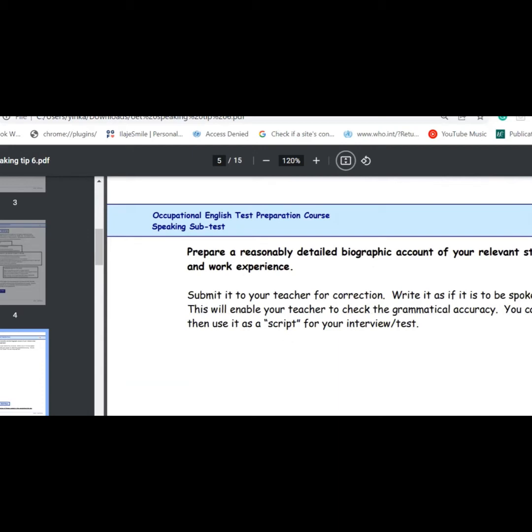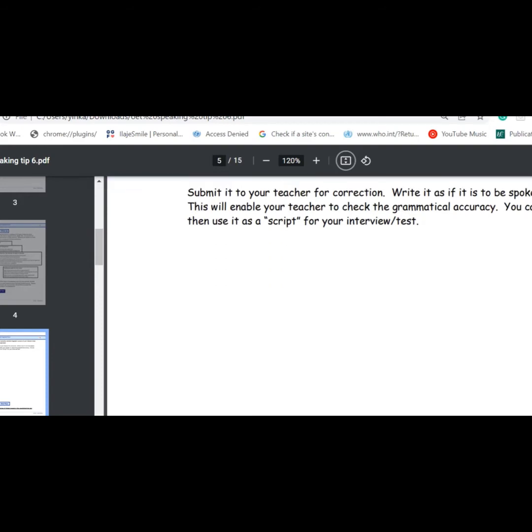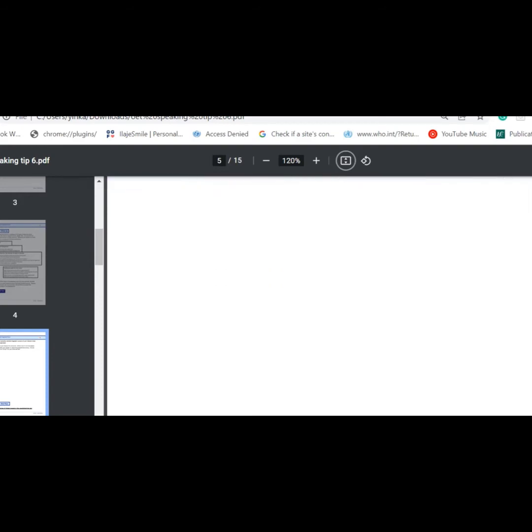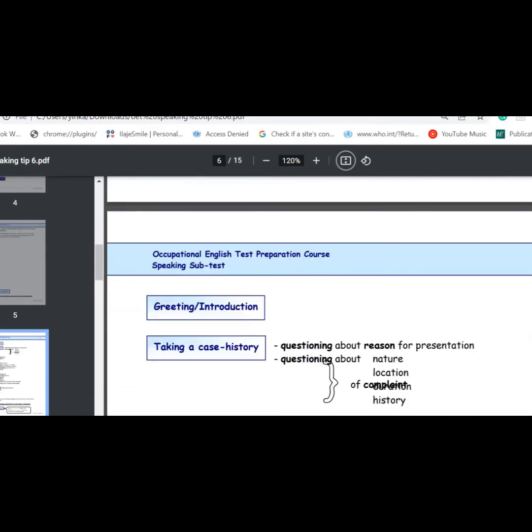So for yourself, it might be important to prepare a reasonably detailed biographic account of the relevant study and work experience so that you're already familiar with what you're going to be talking about. Not that you have to cram, but at least you have an idea. Now let's talk about the stages of the role play for the OET Speaking for doctors.